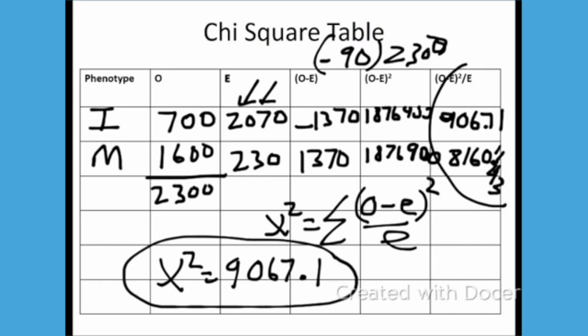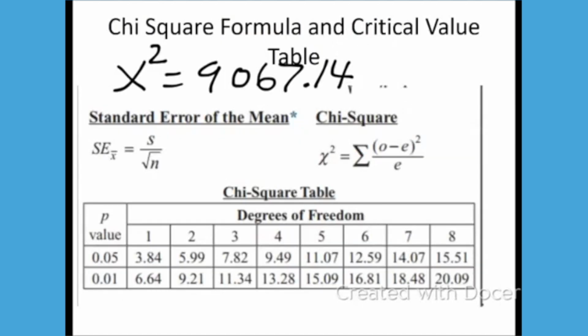Keep in mind that the AP exam math problems will tell you where to round off your values to. Round them to the tenths, round them to the hundredths. In this case, I'm going to round off to the tenths. Again, this number by itself doesn't tell us much. We have to compare it to a critical value. So we have to go back to our chi-square or p-value table. So again, our chi-square statistic was 9,067.1. We need to compare that to a critical value from our table.